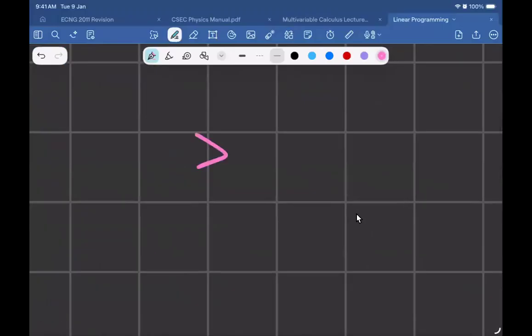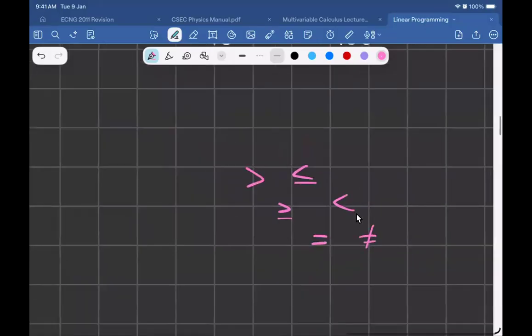What sign is that? Greater than. What's that? Greater than. Okay, what about this one? Less than or equal to. Okay, what about this one? Greater than or equal to. Okay, what about this sign? Less than. Okay, what about this sign? Equal. What about this sign? Not equal. Okay, good.